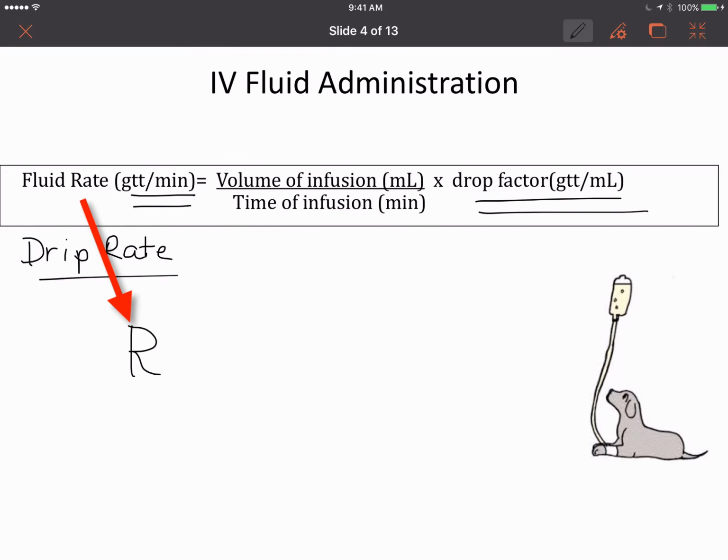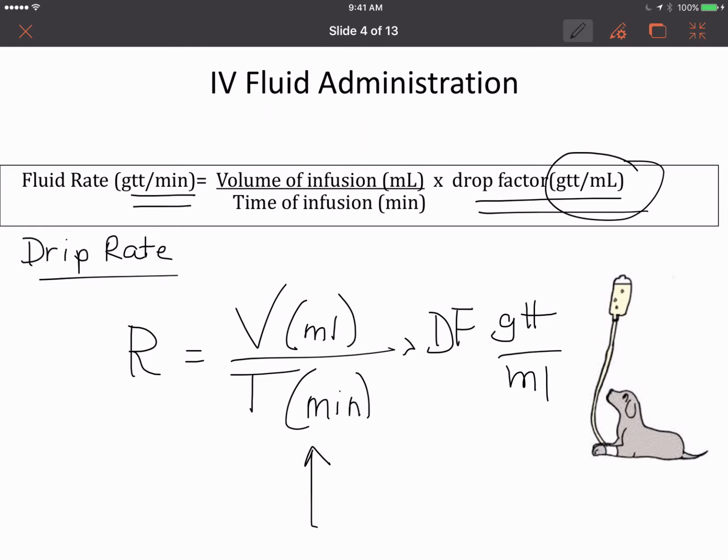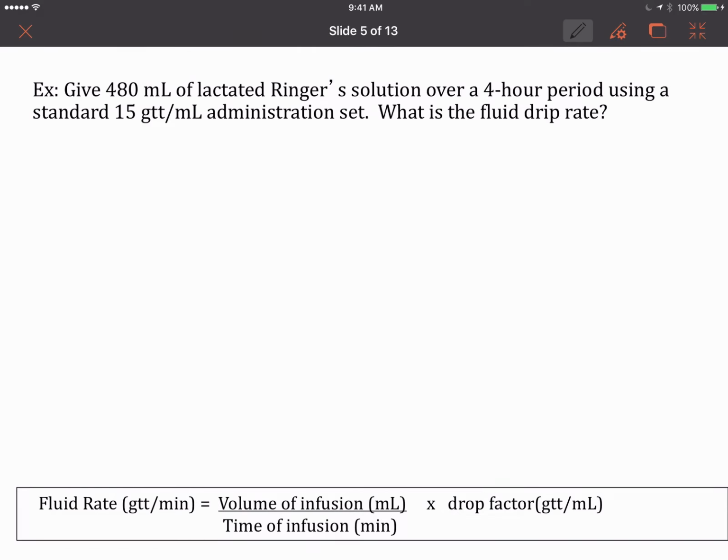So the fluid rate in this case is going to be drops per minute. We need to know the volume of the infusion in mils. We also need to know the time period over which this patient is going to receive the fluids in minutes. Now this is important right here. It has to be in minutes. And then we need to know the drop factor. I'm going to do DF for drop factor, which is going to be in drops per mil. Now the answer is going to be in drops per minute, but we can always convert this to drops per second after we're done. All right, let's try a problem.